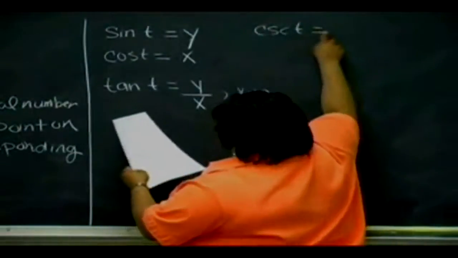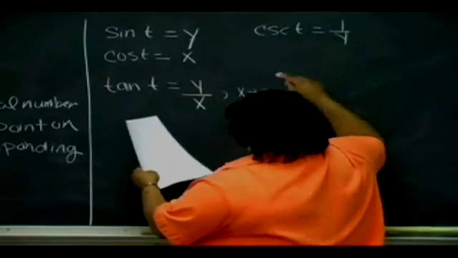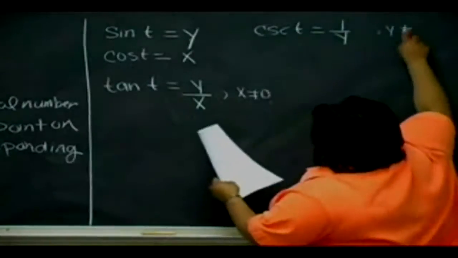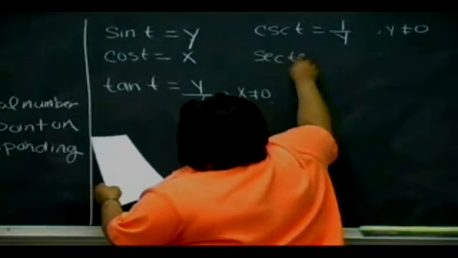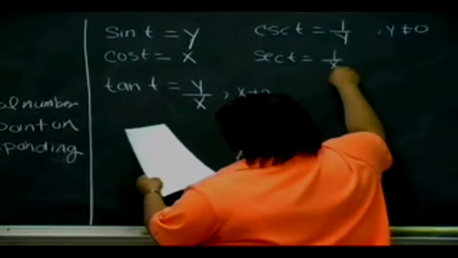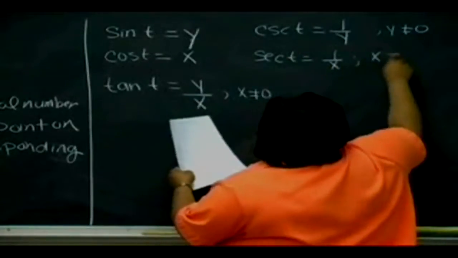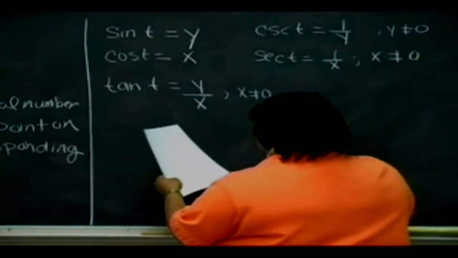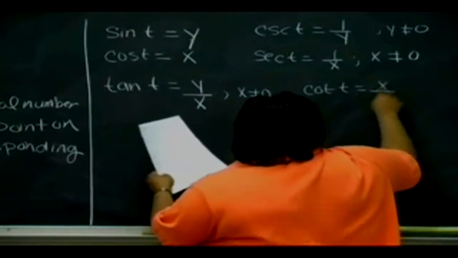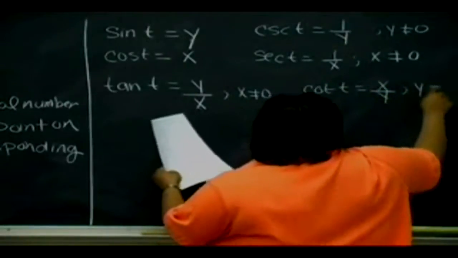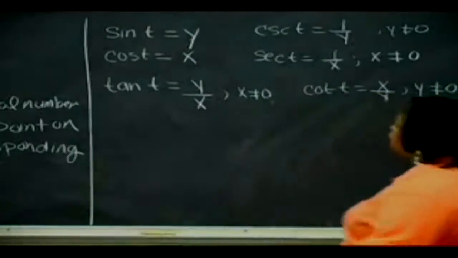Cosecant T will be 1 over Y for Y not 0. Secant T will be 1 over X for X not equal to 0. And cotangent T will be X over Y for Y not equaling 0.